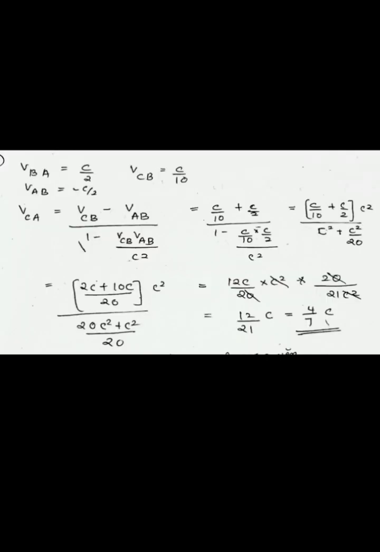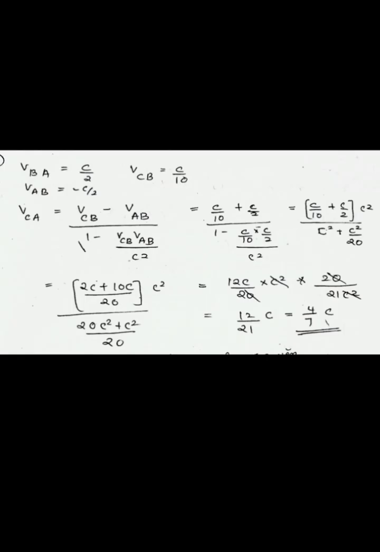The next question is, consider three inertial frames of reference A, B and C. The frame B moves with the velocity c by 2 with respect to A, and C moves with the velocity c by 10 with respect to B in the same direction. The velocity of C as measured in A is dash. So here VBA is equal to c by 2, VCB is equal to c by 10, VAB is equal to minus c by 2. So VCA is equal to VCB minus VAB divided by 1 minus VCB into VAB by c square.